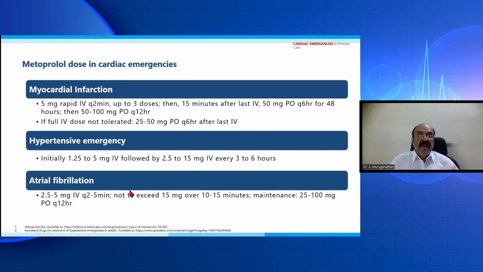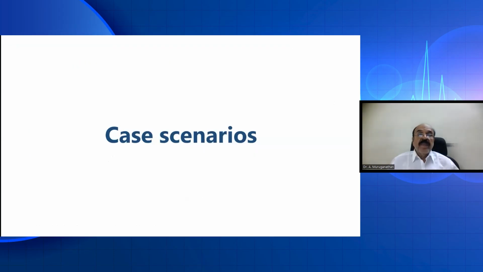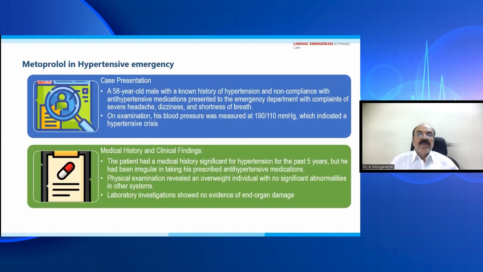In atrial fibrillation also we can try metoprolol IV, and it should not exceed 15 milligram over 10 to 15 minutes, and you have to maintain with 25 to 100 milligram orally. Now, having discussed all the emergencies, we can take one or two case scenarios.